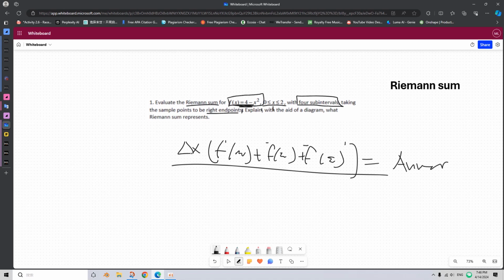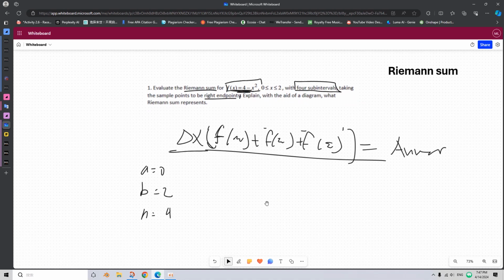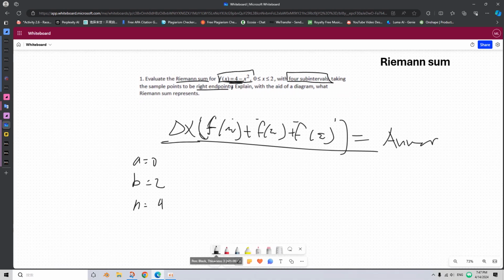First, what do we solve for? Actually, before that, first we list all the data out. So this is just a equals 0, b equals 2. The smaller one is a, the bigger one is b. And then the subintervals is n, make that equal to 4. That's what was given. They always give it, so you don't have to worry about not finding these data. They have to give it to you in order to solve the question. And then this function is 4 minus x squared.